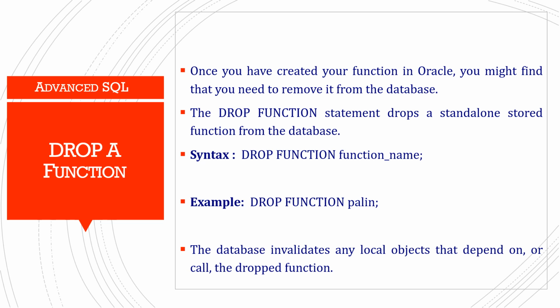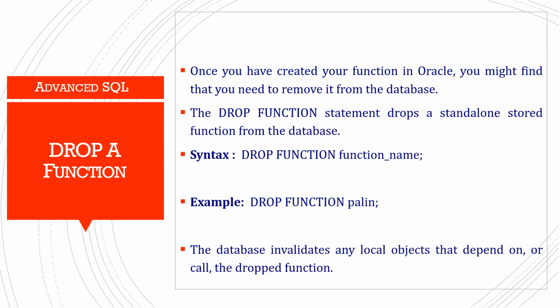So once you have created your function in Oracle, we might need to remove it from the database. The drop function statement allows us to drop a standalone stored function from the database. The syntax is drop function function_name. Example, drop function palin. Here please note that we are not specifying any parameter list while dropping, though the function has parameters while defining. So while dropping the function, we just need to specify the function name.